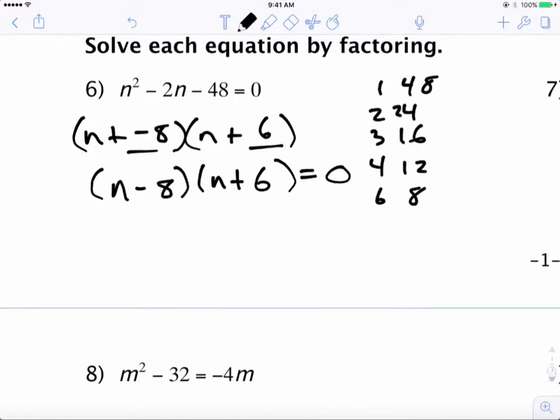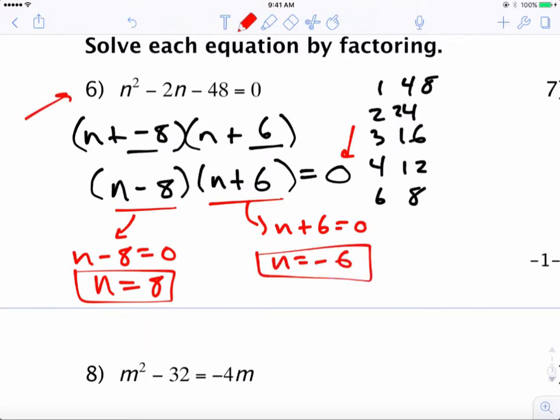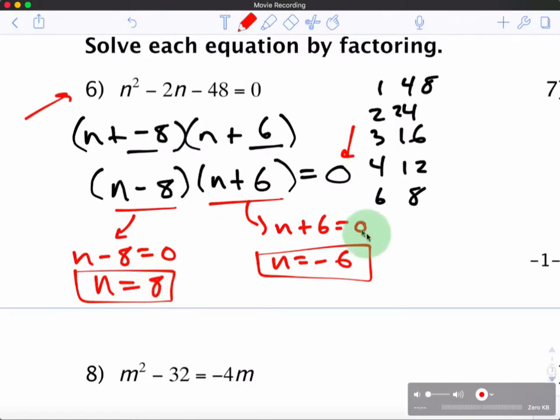Equals 0. And then we use the zero product property to say, listen, if this times that equals 0, then either this has to equal 0, in which case n is equal to 8, or that has to equal 0, in which case n is equal to negative 6. So our two solutions to this equation are positive 8 and negative 6. The general idea is get 0 on one hand side of the equation, factor, use the zero product property.